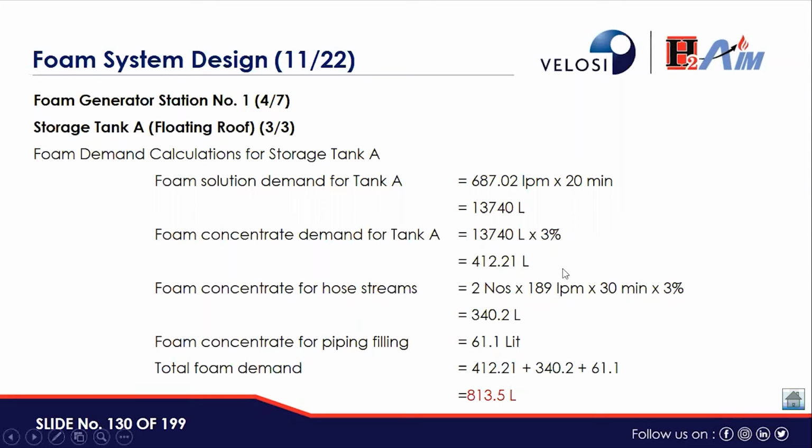Foam concentrate for hose streams, two number of hose streams. So multiply by 189 LPM, multiply by 30 minutes for the hose streams into 3%, we come to know that it is 340.2 liters. So foam concentrate for piping filling is 61.1 liters. So total foam demand will be the foam concentrate demand for tank A plus foam concentrate for hose streams plus foam concentrate for piping filling. So total foam demand will be 813.5 liters.